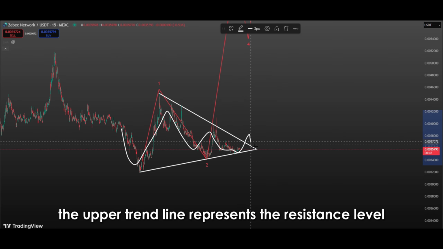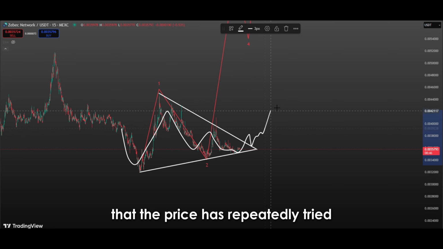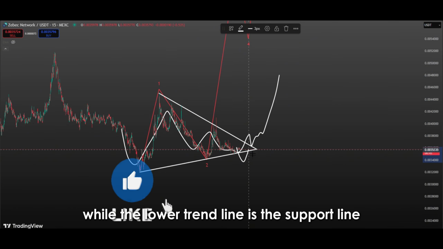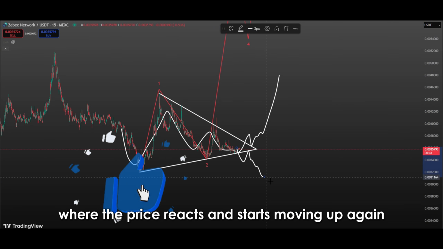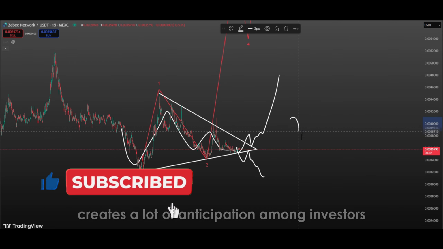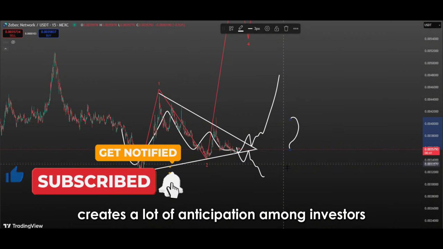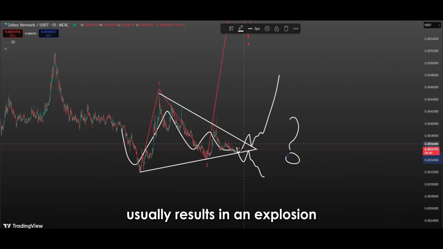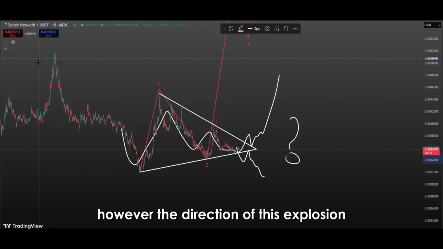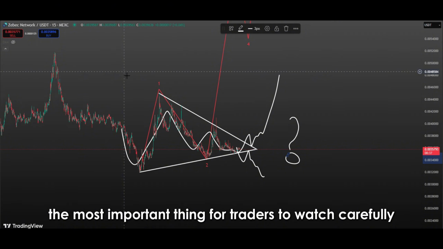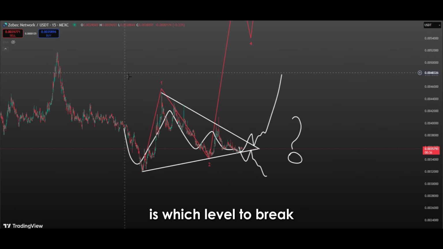The upper trend line represents the resistance level that the price has repeatedly tried but failed to cross, while the lower trend line is the support line where the price reacts and starts moving up again. The price movement between these two lines creates a lot of anticipation among investors, because this kind of squeeze usually results in an explosion. However, the direction of this explosion cannot be known for certain.